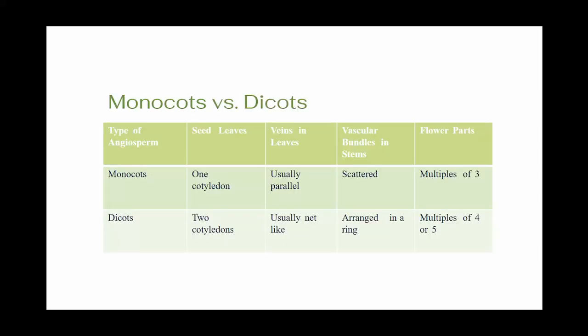Monocots versus dicots. We are eventually going to come back to this in the plants unit, but it's pretty important. Monocots have one leaf at the start. Dicots have two. Now, veins in the leaves.